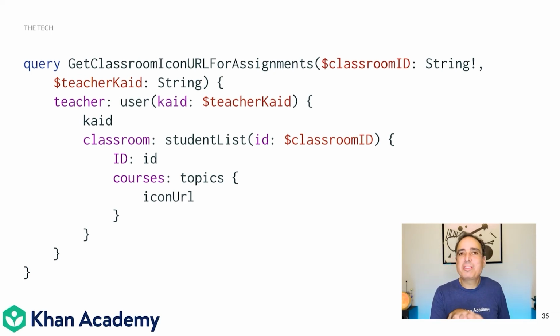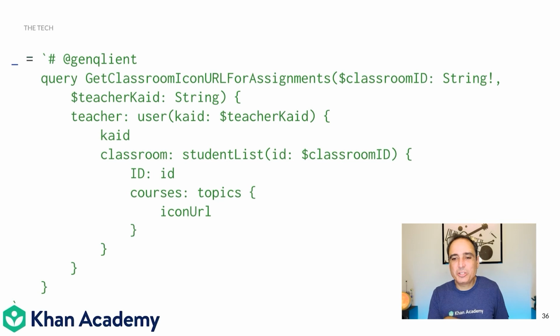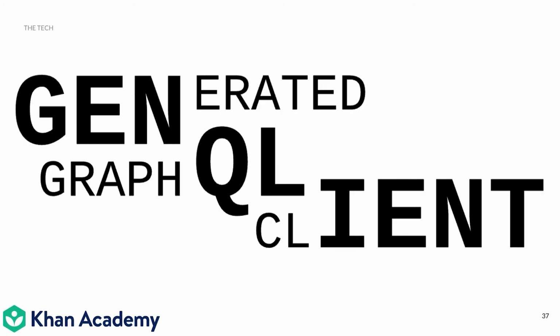I want to put this in more context. So in context, it looks like this, because in context, that query is living in a Go file in a string with this special @genqlient comment in there. And so that lets me introduce genqlient. genqlient is really cool.